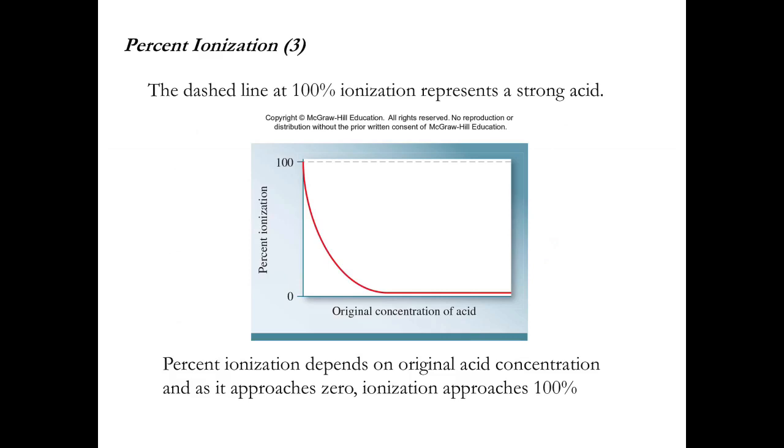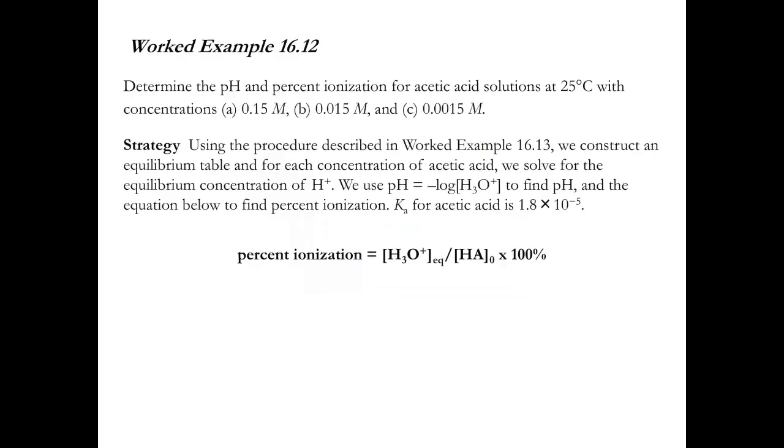So if we have a strong acid, essentially 100% of that strong acid ionizes no matter what the concentration of the acid is. For a weak acid, the higher our concentration of the acid, the lower the percent ionization. All right?